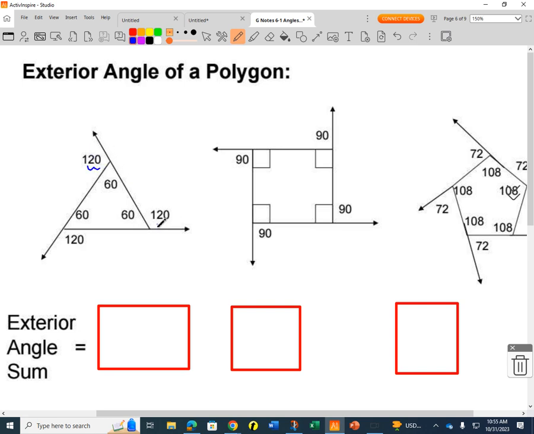These are the exterior angles in this diagram. These are the exterior angles formed by these extended sides.